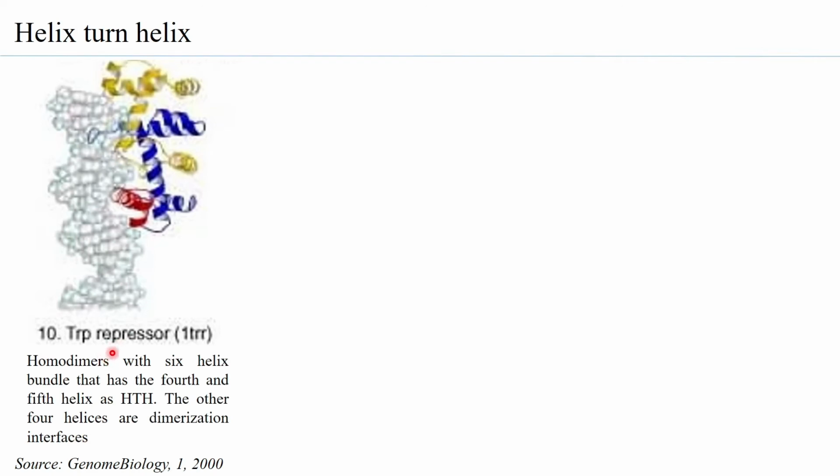So when one looks at the tryptophan repressor, again, it is a homodimer, made up of 2 monomers, and it has 6 helices, okay? And within the 6 helices, you have the 4th and the 5th helix acting as the helix turn helix. The other 4 helices are either dimerization interfaces and also can interact with the sugar phosphate backbone of the DNA per se.